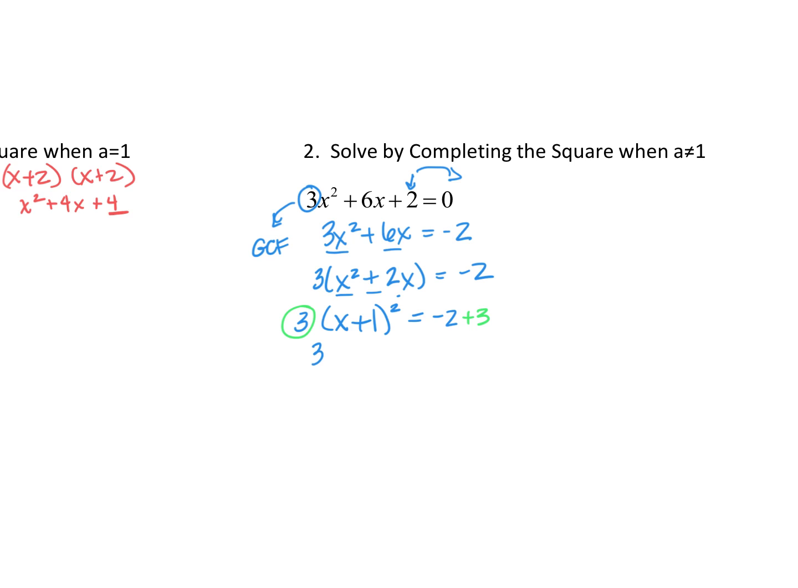Now I have 3 times x plus 1 squared equals, what is this, positive 1. Now, can I just extract the square root from here? No, what do I have to do first? Good. I have to get rid of that 3 on the left first. So I'm going to divide both sides by 3.